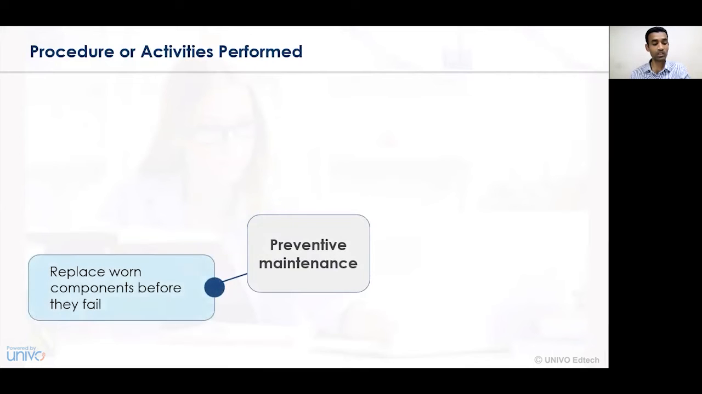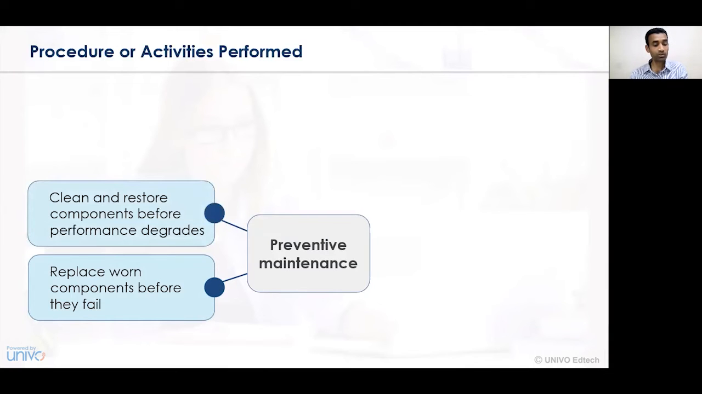Now let's understand the various procedures or activities undertaken in preventive maintenance. The first thing is replacing worn components before they fail. Before a particular component fails, we must try to identify which components are worn and how to replace them or get them repaired. Next, cleaning and restoring the components before the performance degrades. So we must always try to clean and restore the components.